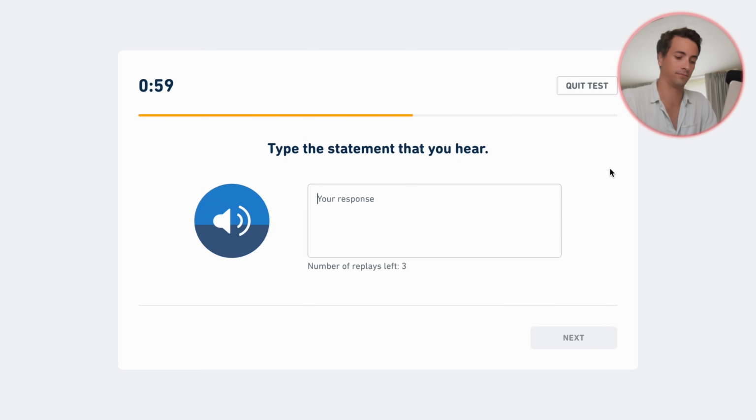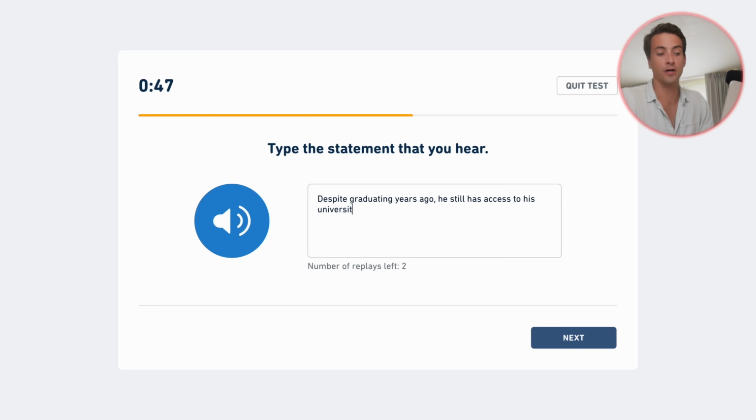Despite graduating years ago, he still has access to his university email account. Despite graduating years ago, comma, he still has access to his university email account. Okay, listen to it a second time. Despite graduating years ago, he still has access to his university email account.